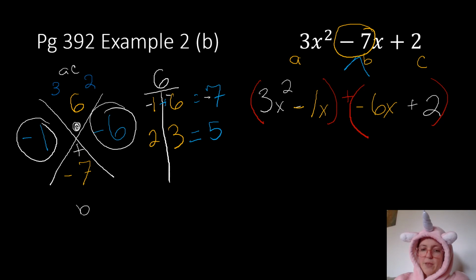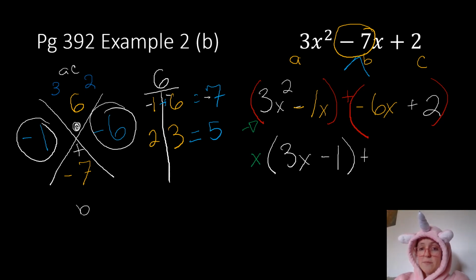All right. So what we're going to do now is pull our greatest common factor. We're going to start with the first pair. Works a lot easier for us, so let's go this way. So what's our greatest common factor of these two terms? It's going to be an x. And what's left over when we take an x out is going to be our 3x minus 1. Bring down the plus.